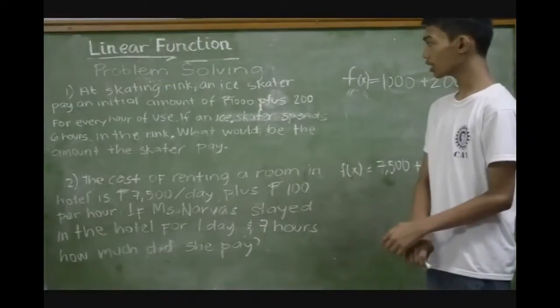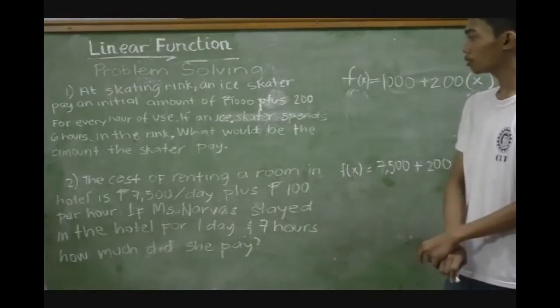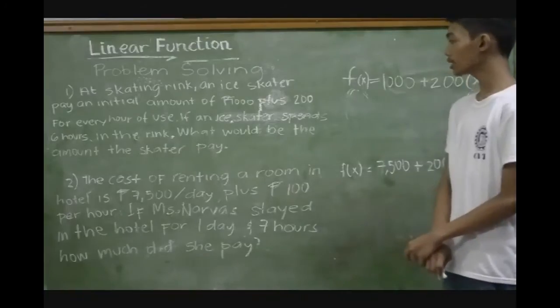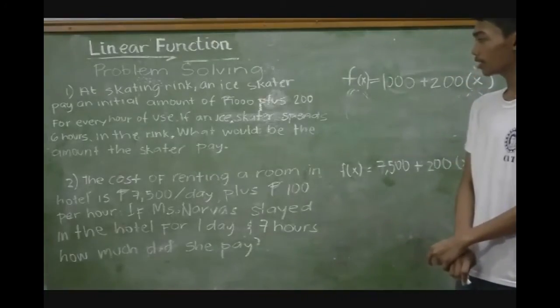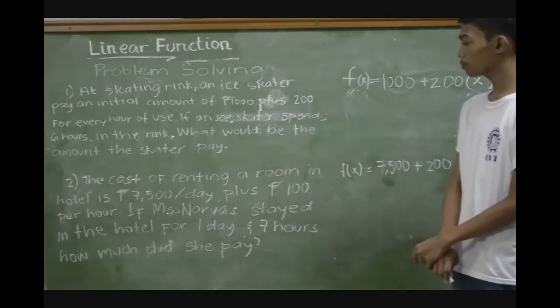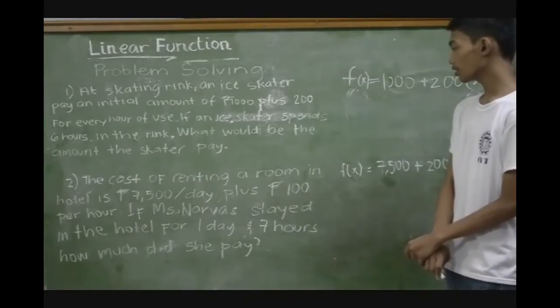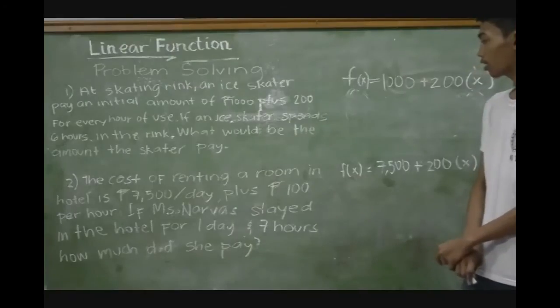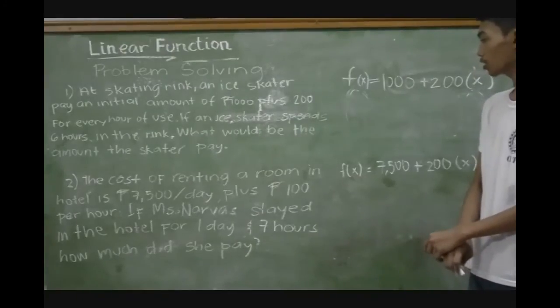I'm here to show you an example from problem solving. Number 1. At a skating rink, an ice skater pays an initial amount of 1,000 pesos plus 200 for every hour of use. If an ice skater spends 6 hours in the rink, what would be the amount the skater paid?